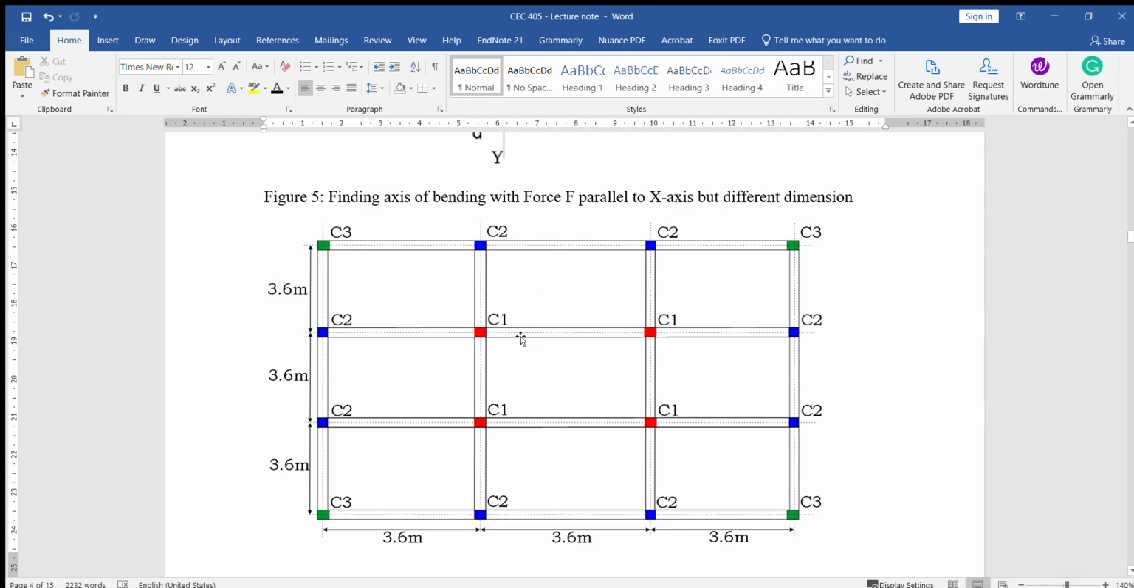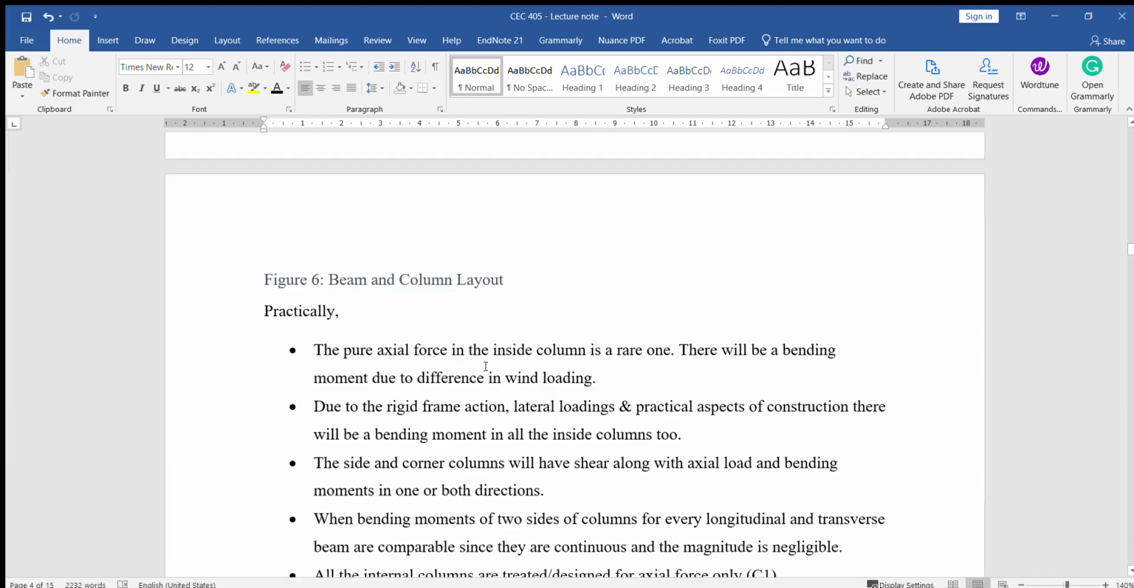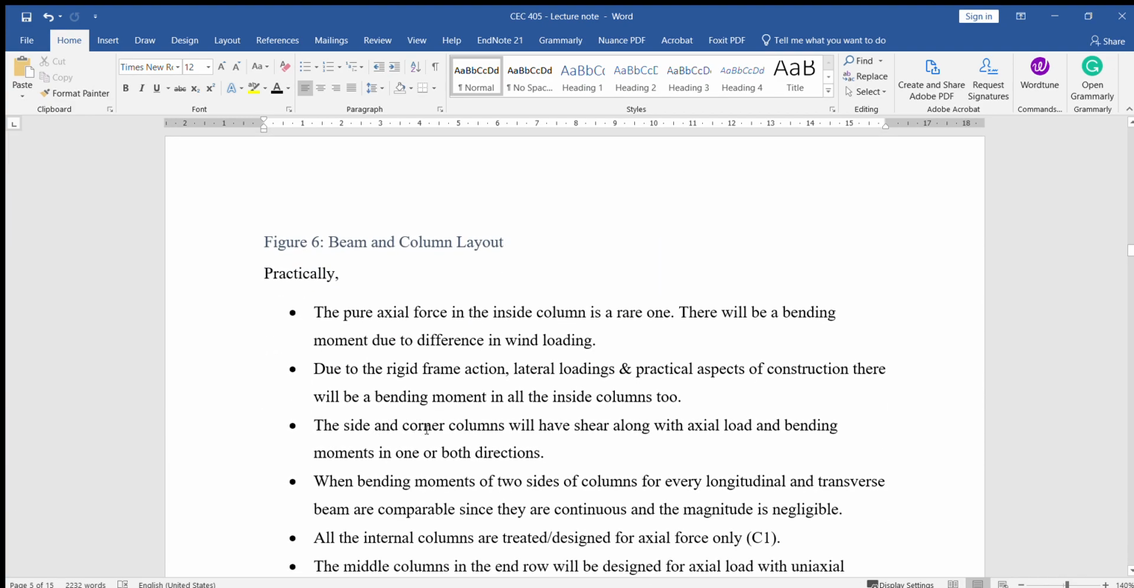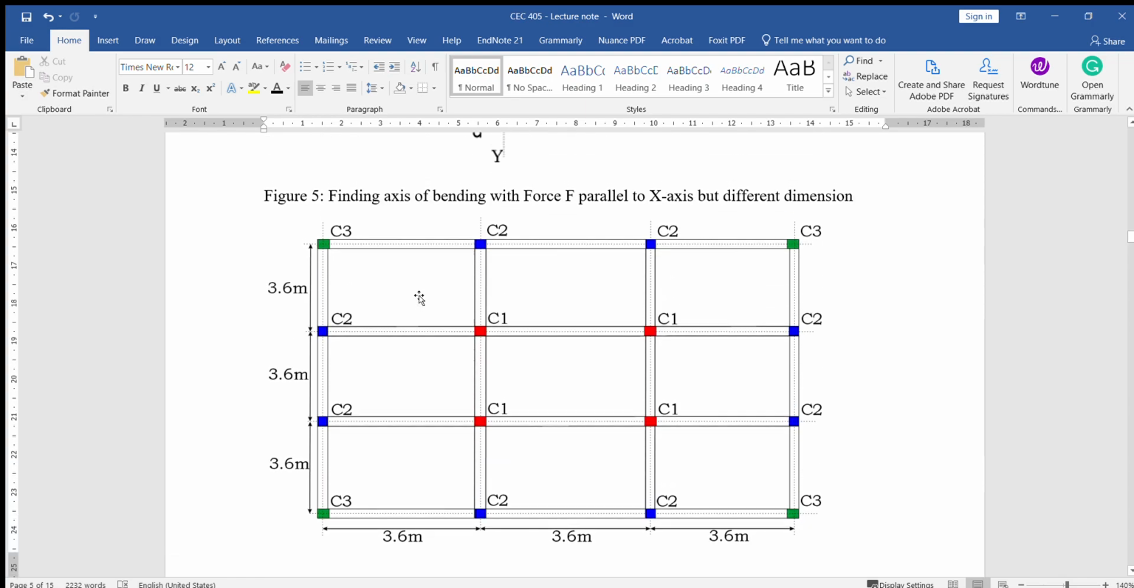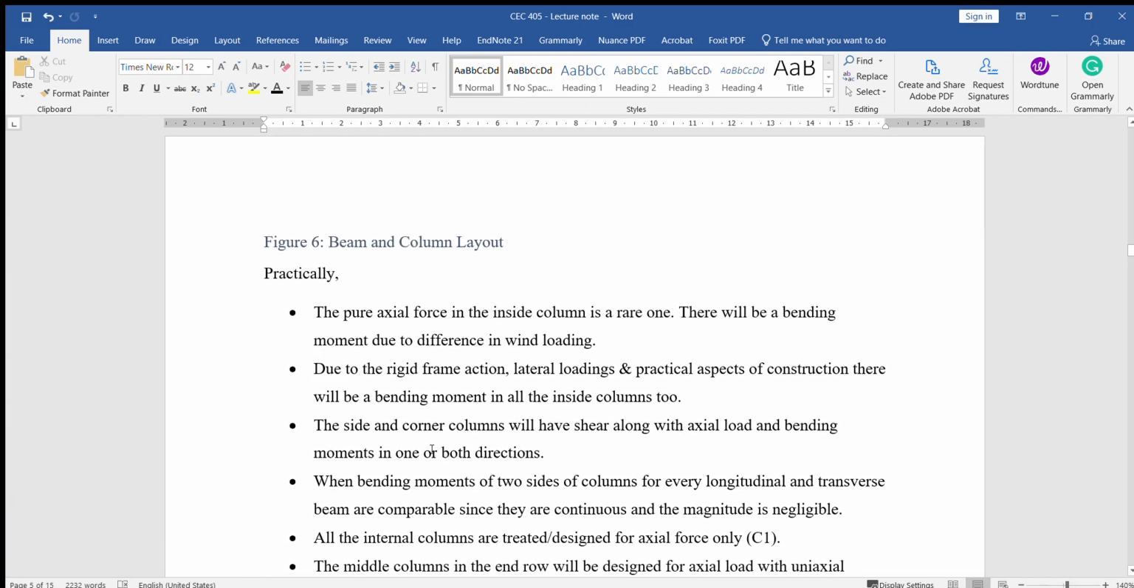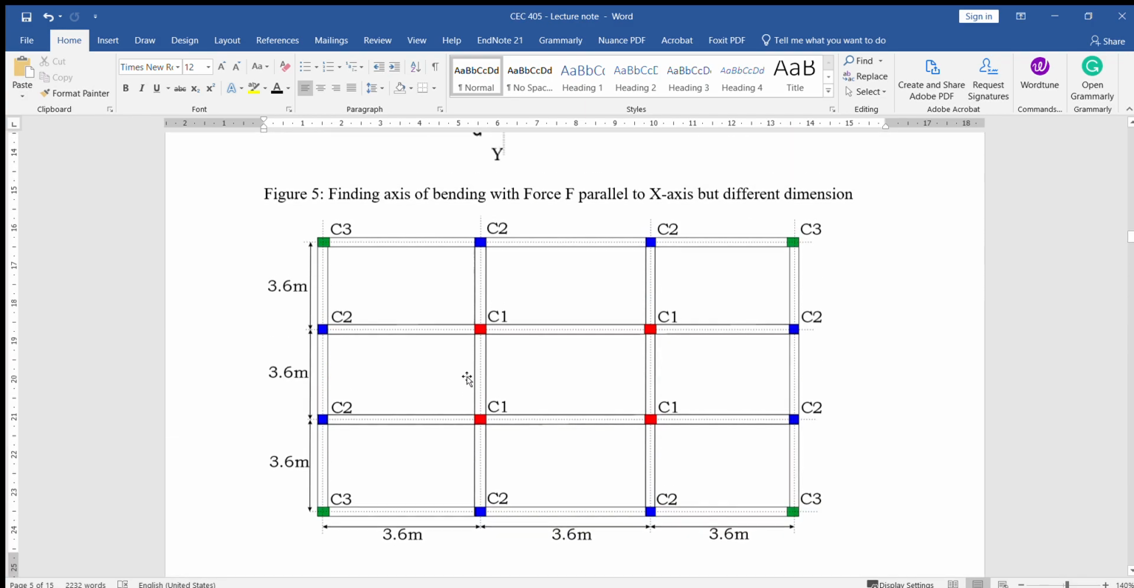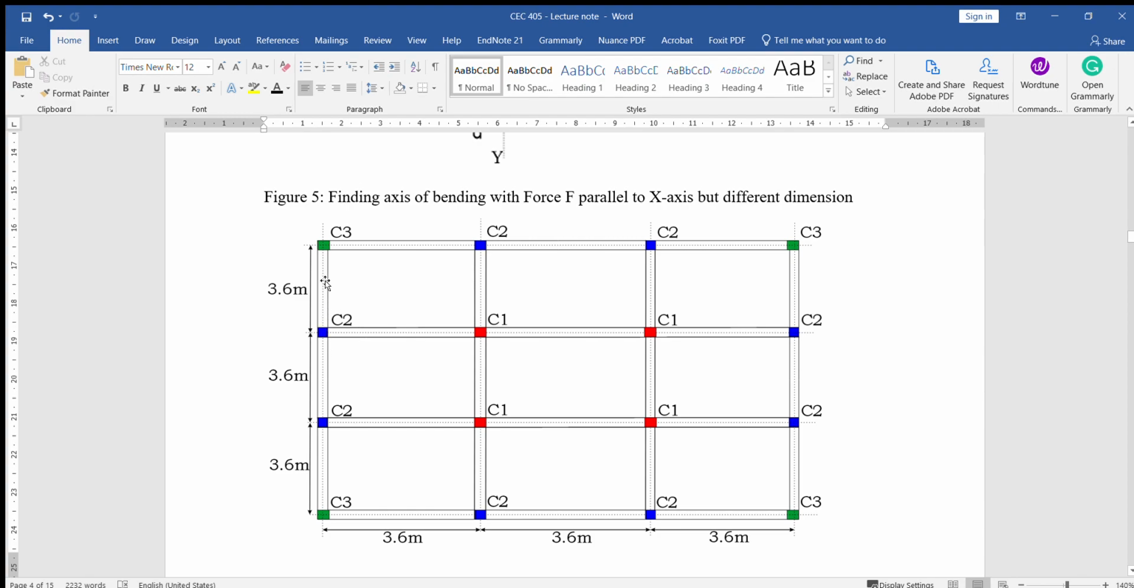Now for this particular one, I said the side and corner columns share axial load and bending moment in one or both directions. Now, the first question I want is about the side and corner columns. This is the side column, and these are the corner columns. C3 are the corner columns.